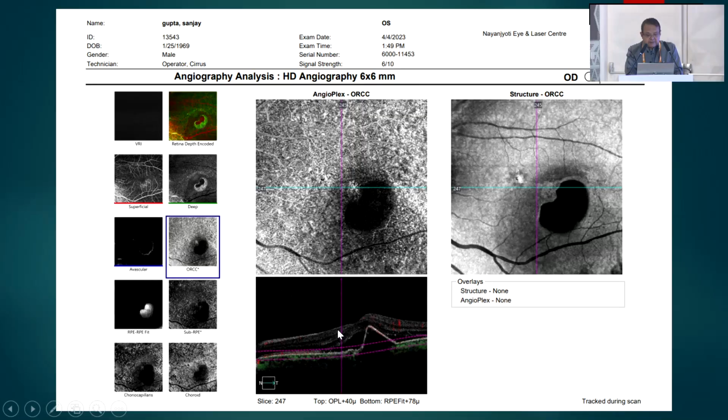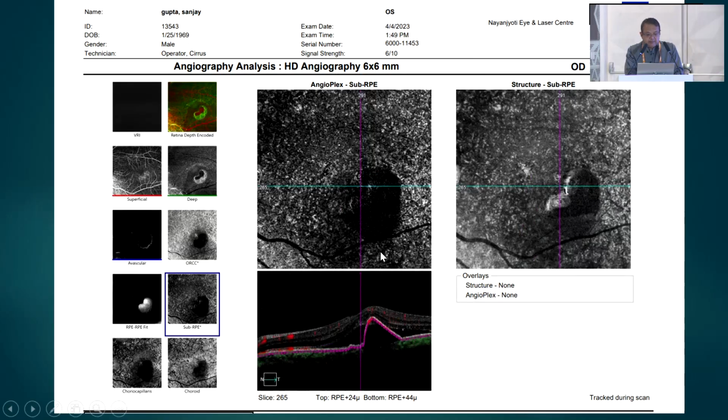Here, if you do a segmentation, you can see a BVN, branching vascular network, that confirms the diagnosis, yes, it's a PCV lesion. And if I go for an RPE fit, you can see here there is a polyp here. So we get a wealth of diagnosis, but your segmentation should be proper to come to a diagnosis.